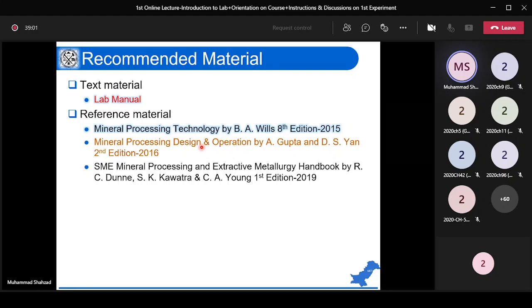So I recommend you first read the relevant material from the first book, then from the second book, then from the third book. Right? B.A. Wills' book is the textbook, and obviously this one. Some of the things you will find here, some of the things you will find in the second book, which are not present in the first book, and the third one is relatively more detailed. So just read the relevant sections and try to understand things.